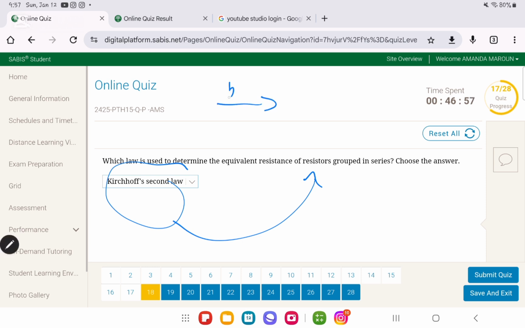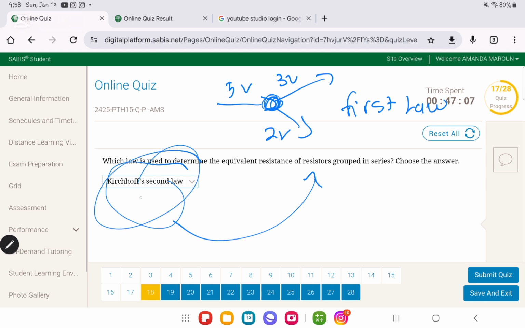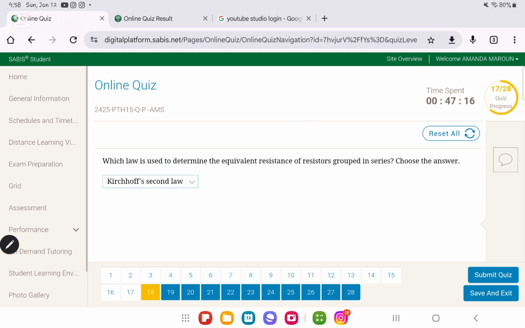So if you have 5 volts here, this is your junction. You will have 2 over here, so 3 volts and 2 volts. This is his first law, whereas his second law is about resistors being in series. You just add them to find the equivalent resistance.